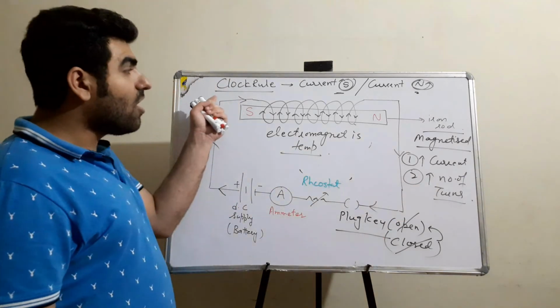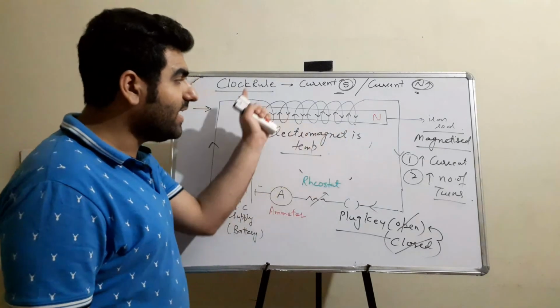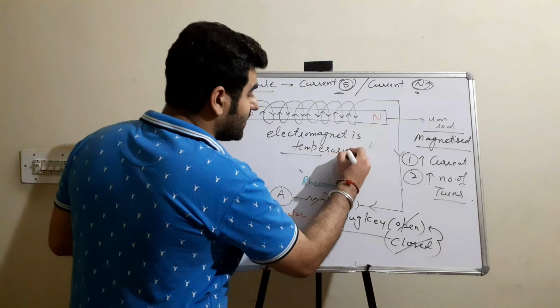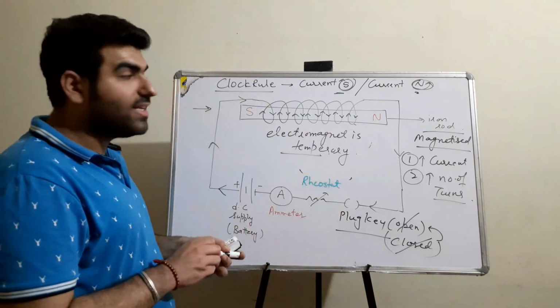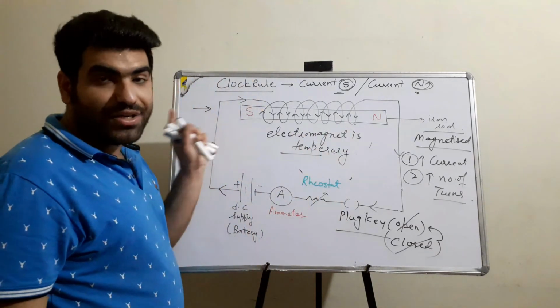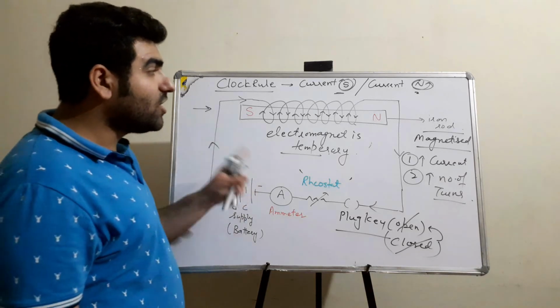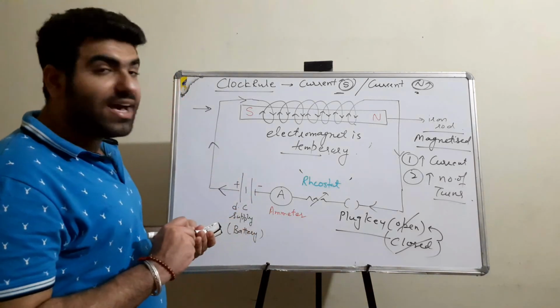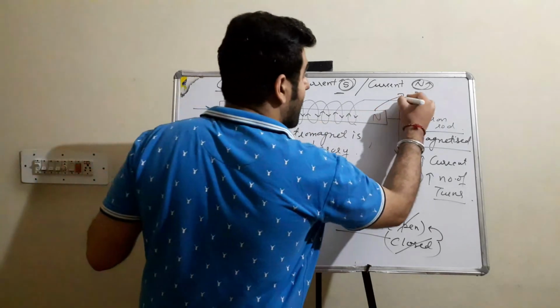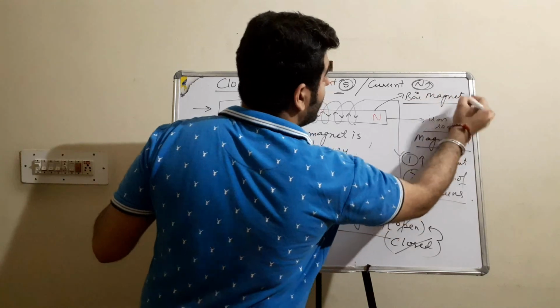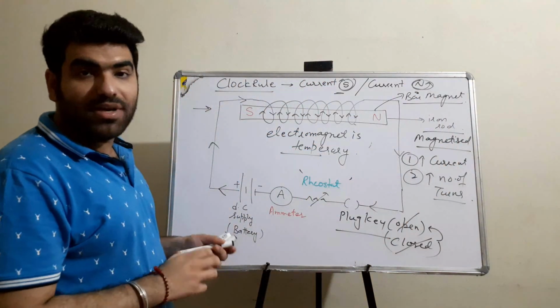Alright. So the clock rule helps us to find out the polarity, and this is the electromagnet, which is a temporary magnet. It will lose its magnetism as soon as the current is switched off. So that is why it is a temporary magnet. Alright. So this was all about the magnet, and here the magnet which is created is the bar magnet. Now we'll discuss how we can create a U-shaped electromagnet.